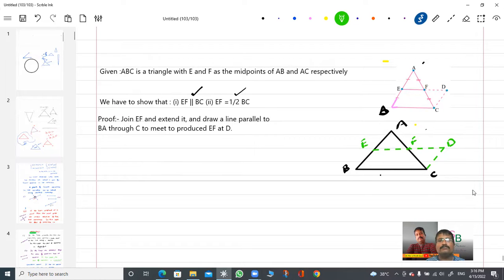As given, E and F are midpoints, so AE is equal to EB and AF is equal to FC. We have to prove that EF is parallel to BC and EF is equal to half BC. Join EF, extend it till D, and draw a line parallel to BA from C, which meets at D.